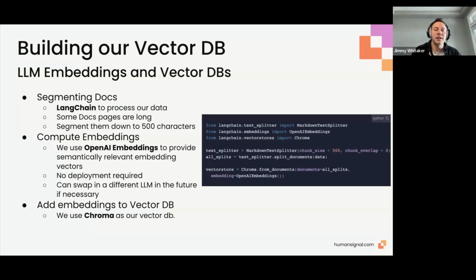The way that we're going to do that is basically we can still use LangChain. There's a component inside our library to use the OpenAI embeddings. So we're going to use that to get these semantically relevant embedding vectors for each of these 500 character chunks that we've gotten from segmenting our documentation.